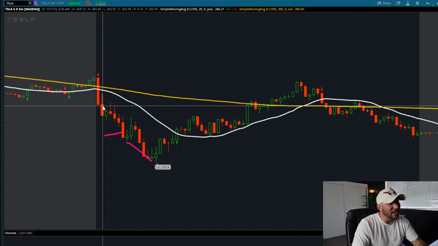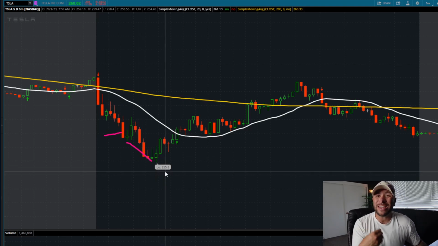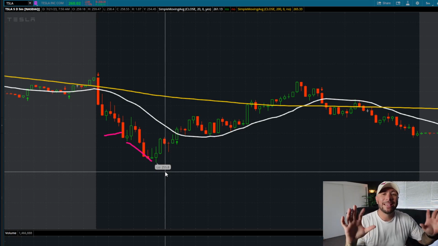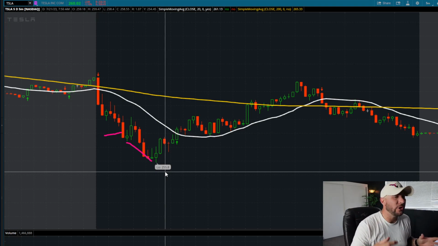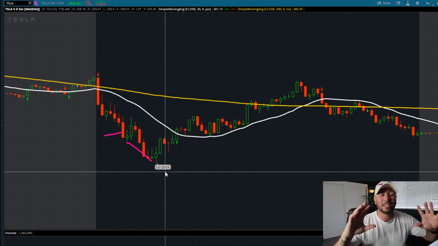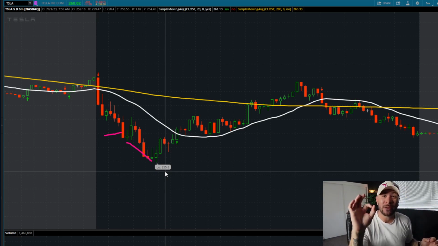But if you look at this move, from 264 down to 255, if we can't capture 1, 2, 3 points on a 10 point gap, we're doing something wrong. This strategy will definitely allow you to capture a lot of points on stocks like Tesla, Nvidia, even Apple or Amazon or Meta. It can work with any stock, any asset. It doesn't really matter. I've got a lot of traders using this right now, trading futures, doing phenomenal.